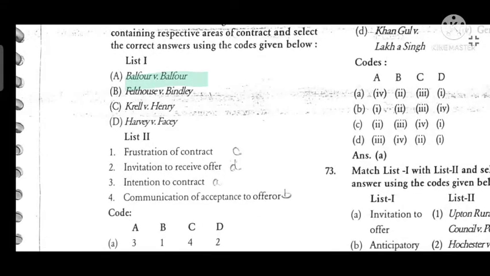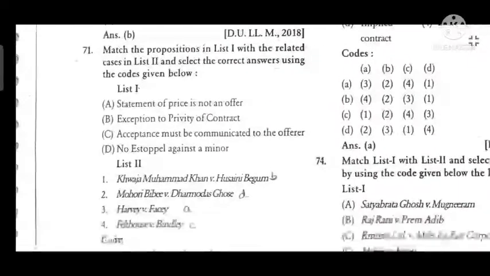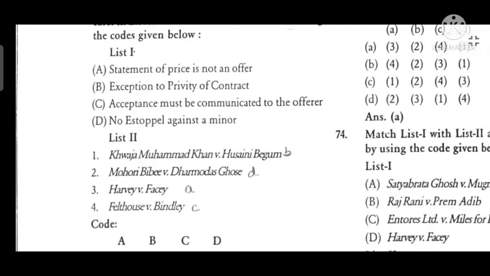Balfour versus Balfour. Intention to contract. Felthouse versus Bindley. Communication of acceptance of offer. Krell versus Henry. Frustration of contract. Harvey versus Facey. Invitation to receive offer. A statement of a price is not an offer. Harvey versus Facey. Exception of the privity of contract.